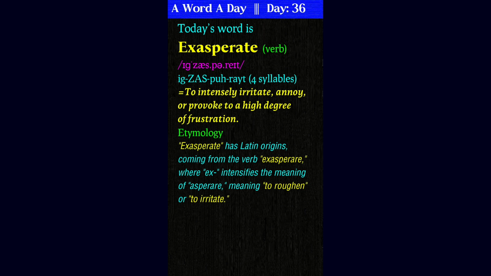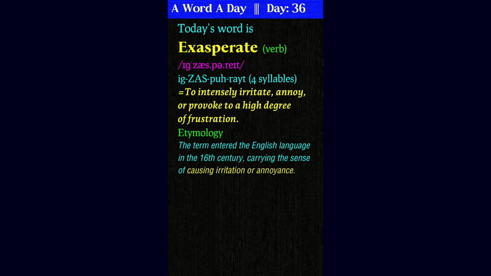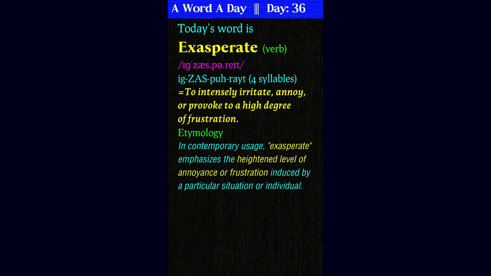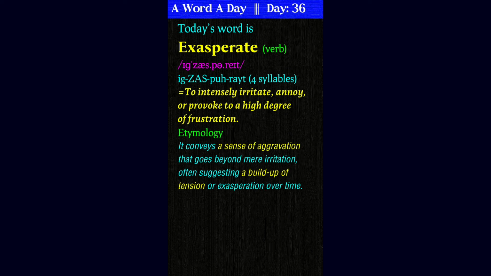Etymology. Exasperate has Latin origins, coming from the verb exasperare, where ex intensifies the meaning of asperare, meaning to roughen or to irritate. The term entered the English language in the 16th century, carrying the sense of causing irritation or annoyance. In contemporary usage, exasperate emphasizes the heightened level of annoyance or frustration induced by a particular situation or individual. It conveys a sense of aggravation that goes beyond mere irritation, often suggesting a buildup of tension or exasperation over time.